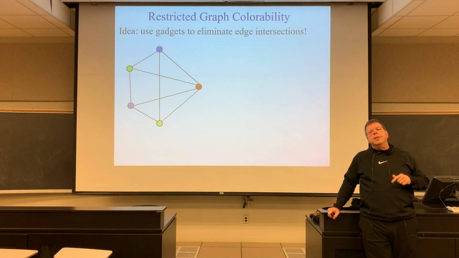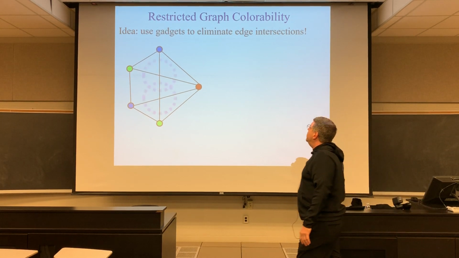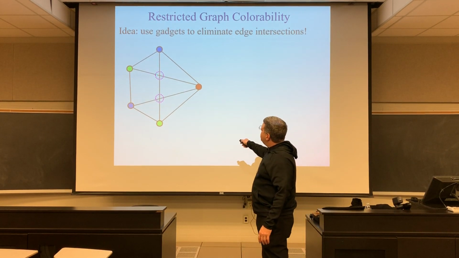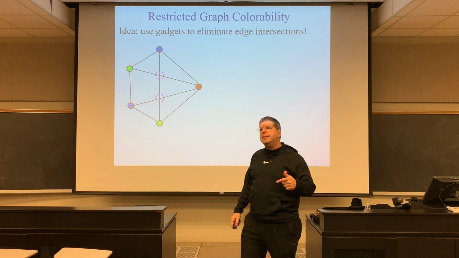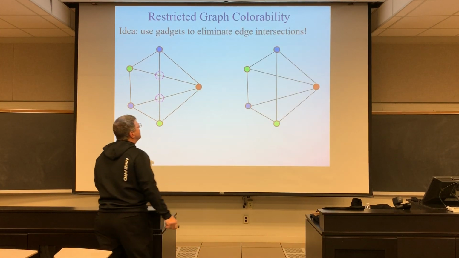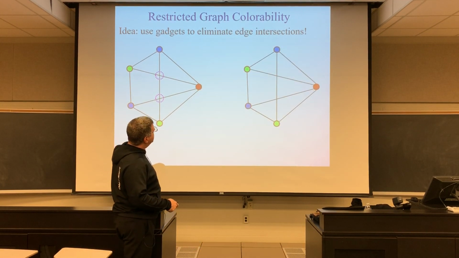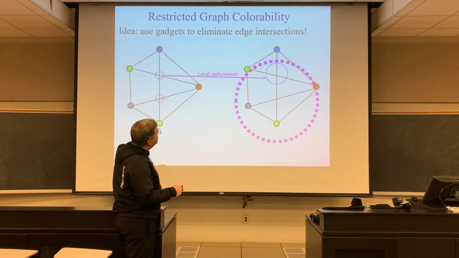Some graphs you can't do this. No matter how you redraw the edges, it's not going to make it planar. All right, so we have two problems of crossing edges right there and right there. And we're going to use local replacement with this gadget to handle these edge crossings. So what I'm going to do is replace those crossings by these gadgets.